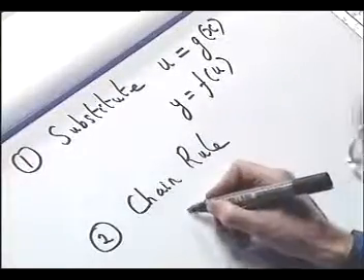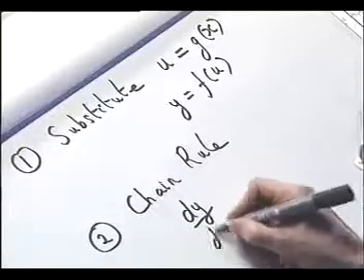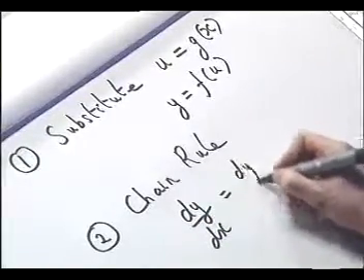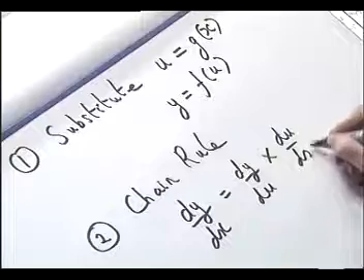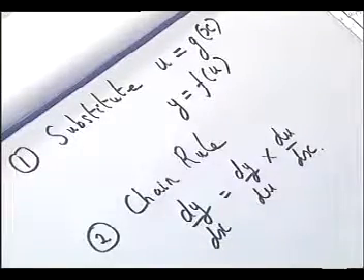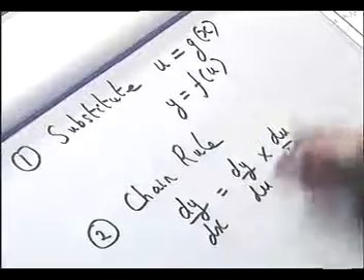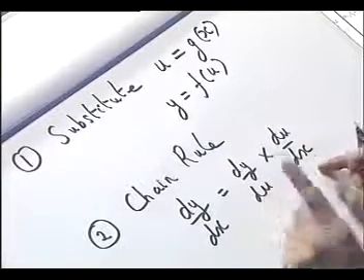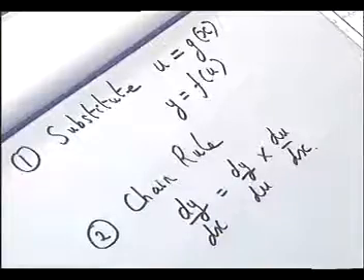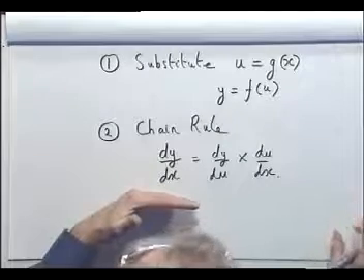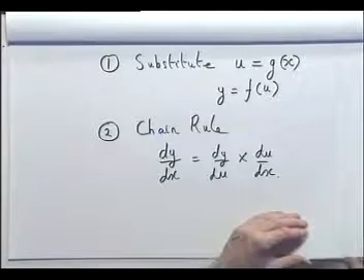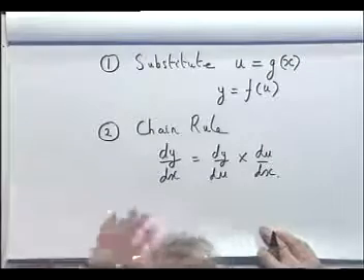The chain rule is quite simple. It says dy by dx is equal to dy by du times du by dx. Notice it looks as though the du's cancel out, if these were fractions, which they're not. And that's a way of remembering it. So this is how we're going to approach it. Substitute u equals g of x and then apply this rule called the chain rule in order to find the derivative. So let's take a number of examples.